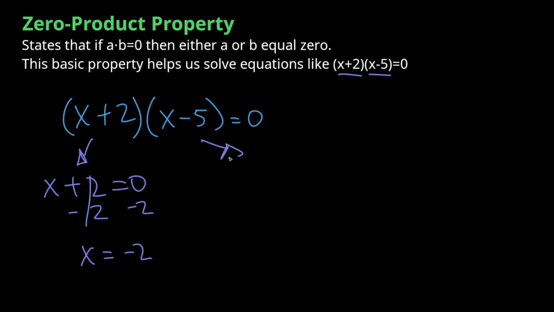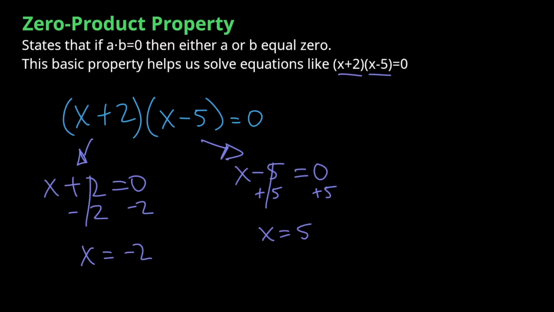We can do the same thing for this number. Our factor x minus 5 equals 0. Get x by itself, so add 5 to both sides. We get x equals 5.